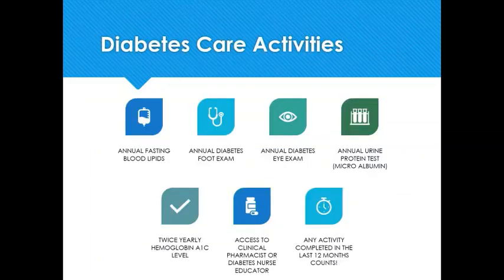On the screen, you'll see the care activities that are required for the Good Health Gateway program. These include an annual fasting blood lipids panel, an annual diabetes foot exam, an annual diabetes eye exam, an annual urine protein test, and a twice-yearly A1C test. Any of these activities that have been completed in the last 12 months can be used towards your rewards.